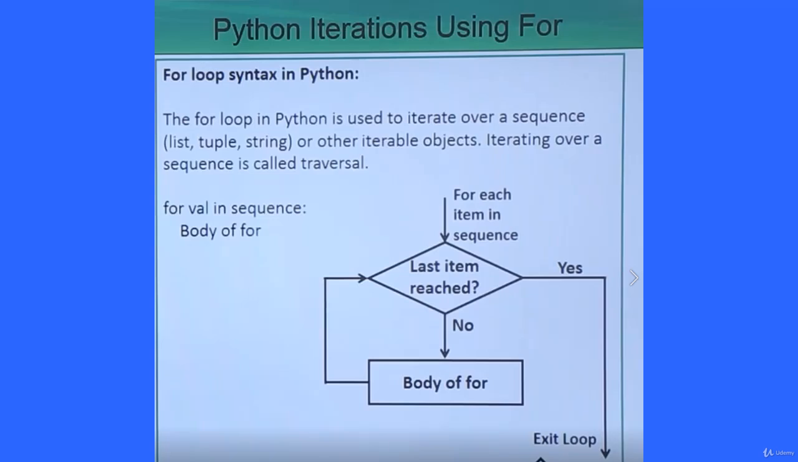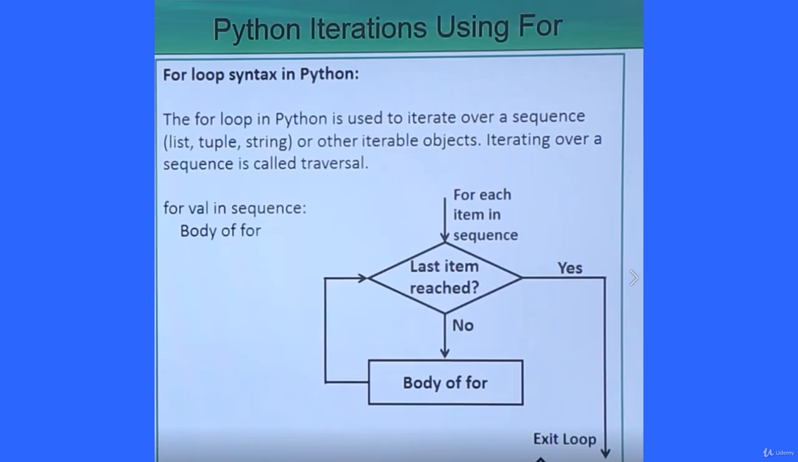Python iterations using for. The for loop in Python is used to iterate over a sequence. A sequence may be a list, a tuple, a string, or any other iterable object. Iterating over a sequence is also known as traversal. That means for each and every loop, it will pick up one element from the iterator and that element can be processed. So here is the respective syntax for for.